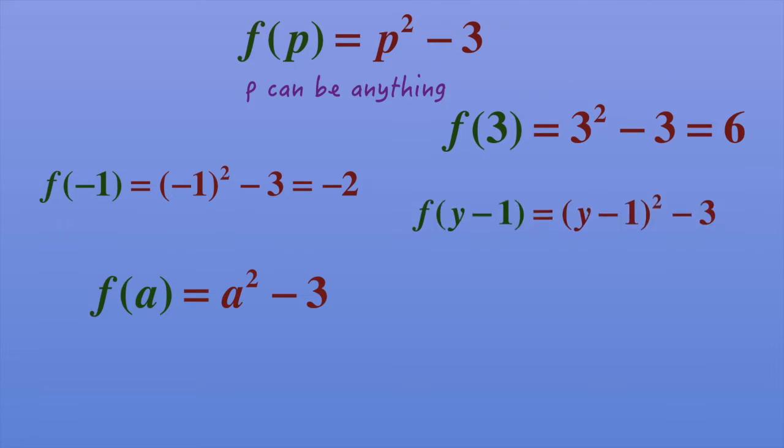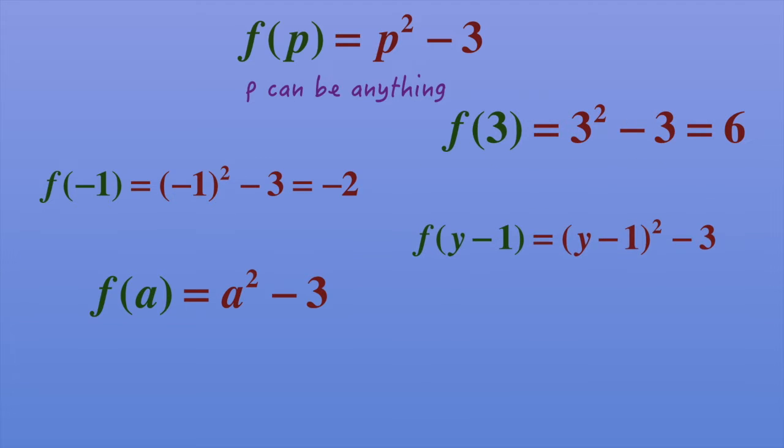Then you have f of y minus 1. Again, wherever there's a p, all you need to do is to replace it with y minus 1. This time we have y minus 1 all squared minus 3. Don't forget to simplify your answer. Expand the brackets, y squared minus 2y plus 1 minus 3, and then collect your like terms, y squared minus 2y minus 2. If you've forgotten how to expand brackets, you might want to go and have a look at that.